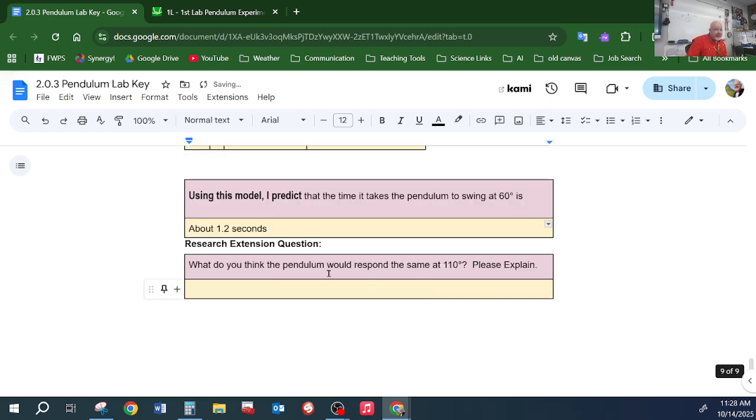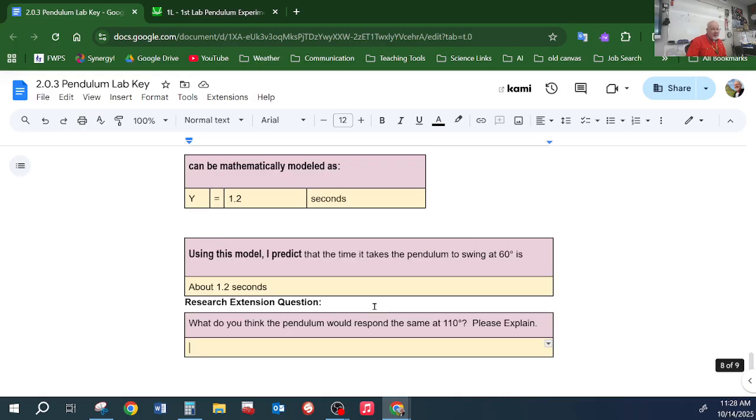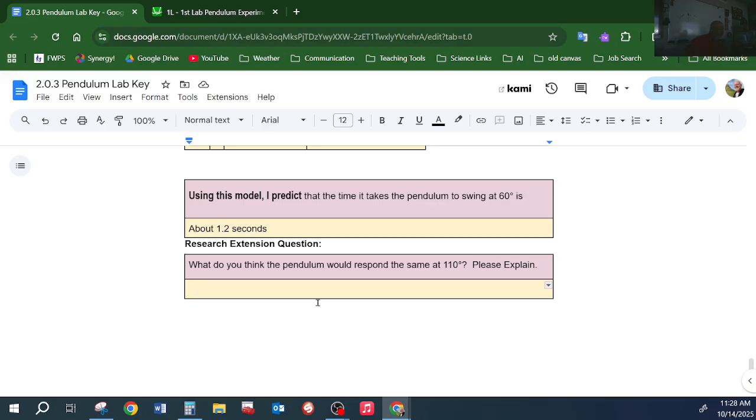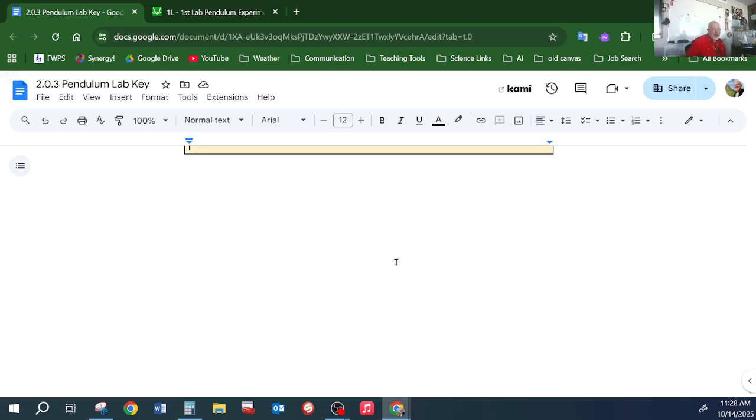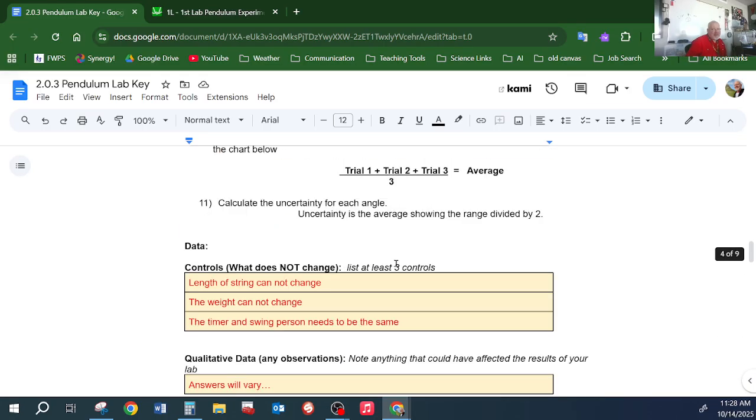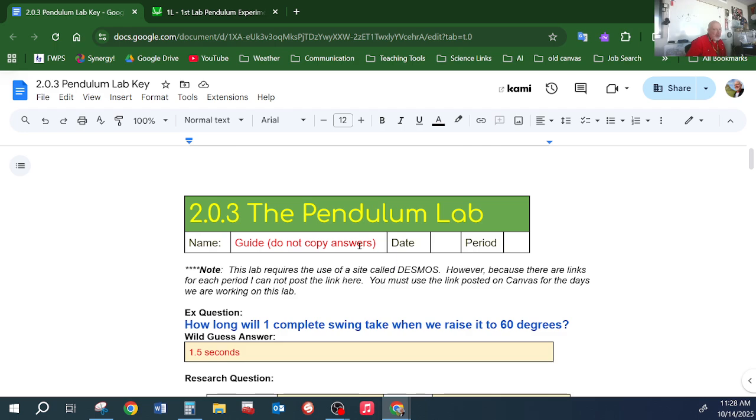All right, research extension question. What would happen if you went to 110 degrees? Now, I can't answer that question. I want you to think about what would happen. Remember, 90 degrees was the highest our pendulums went up to, so you'd have to go 20 degrees higher. Would we get the same thing? And don't just put yes or no. Make sure you explain what would happen and why it would happen that way. And then that's it. At that point, you would just submit this lab, and we are good to go.